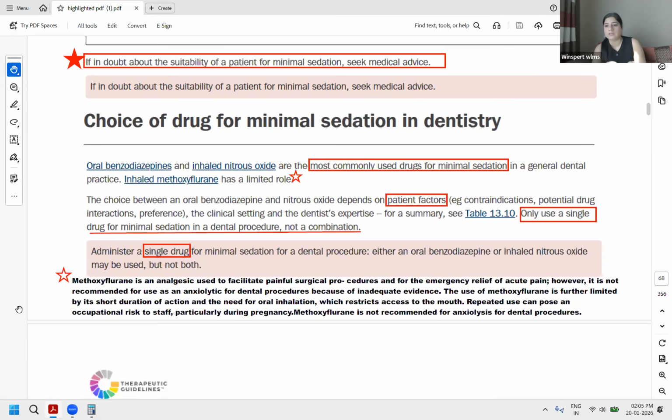Yes, this is all for general dentistry, right? I don't know what the buzz mean. I hope you're asking about the oral BDZ or oral BZD.